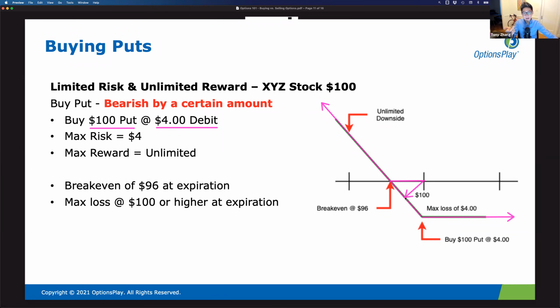So that is why, when we talk about professional investors, if any of you have ever heard this concept that professional investors prefer selling to buying, it's because of this reason. First of all, the way that option prices are priced is based on the volatility of the market. So when we talk about a $4 debit, the market is already pricing in what it's expecting the stock to move by.